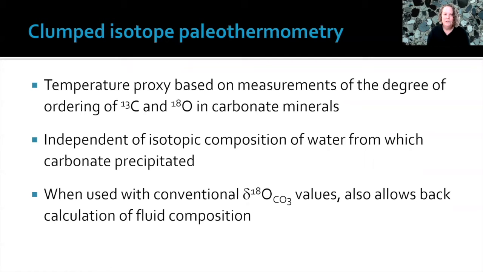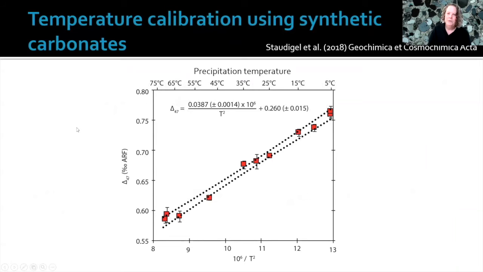In the case of the ANDRILL core, it was an ideal case because we have the compositions of the pore water and we can measure the isotopic composition of the cement. So this is where we look at Phil Staudigel's work on this. He did the clumped isotope work on the ANDRILL 2A core. We were expecting some low temperatures of precipitation. So he first calibrated the clumped isotope proxy using synthetic carbonates. And this is just a plot of his calibration here. It's very good.